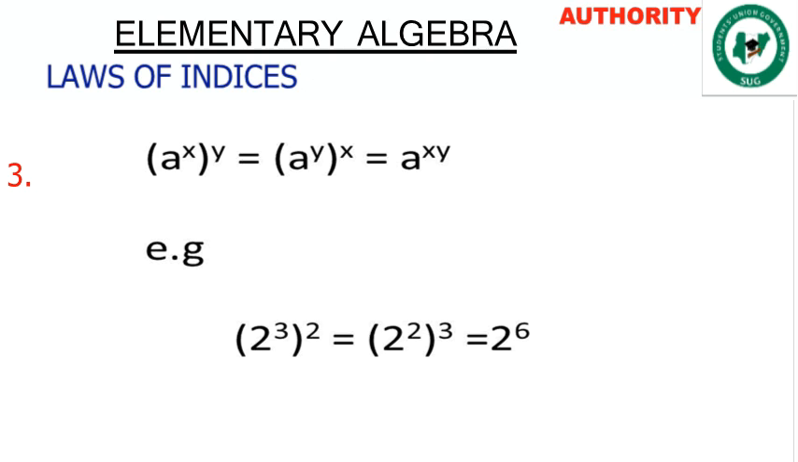When you have a raised to power x in bracket raised to power y, it is the same as a raised to power y in bracket raised to power x, and they are all the same as a raised to power xy. Okay, now let's see an example. We have 2 raised to power 3 in bracket raised to power 2. We say that it is the same as 2 raised to power 2 in bracket raised to power 3, which will give you 2 times 3, which is 6. Now it will give you 2 raised to power 6.